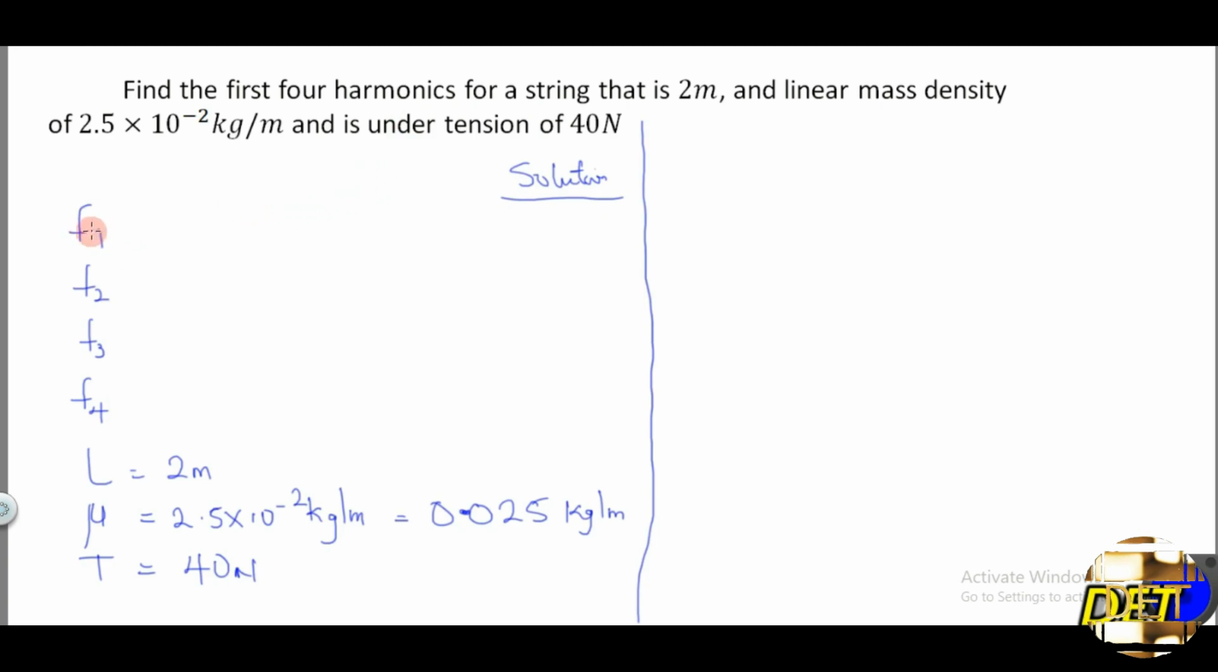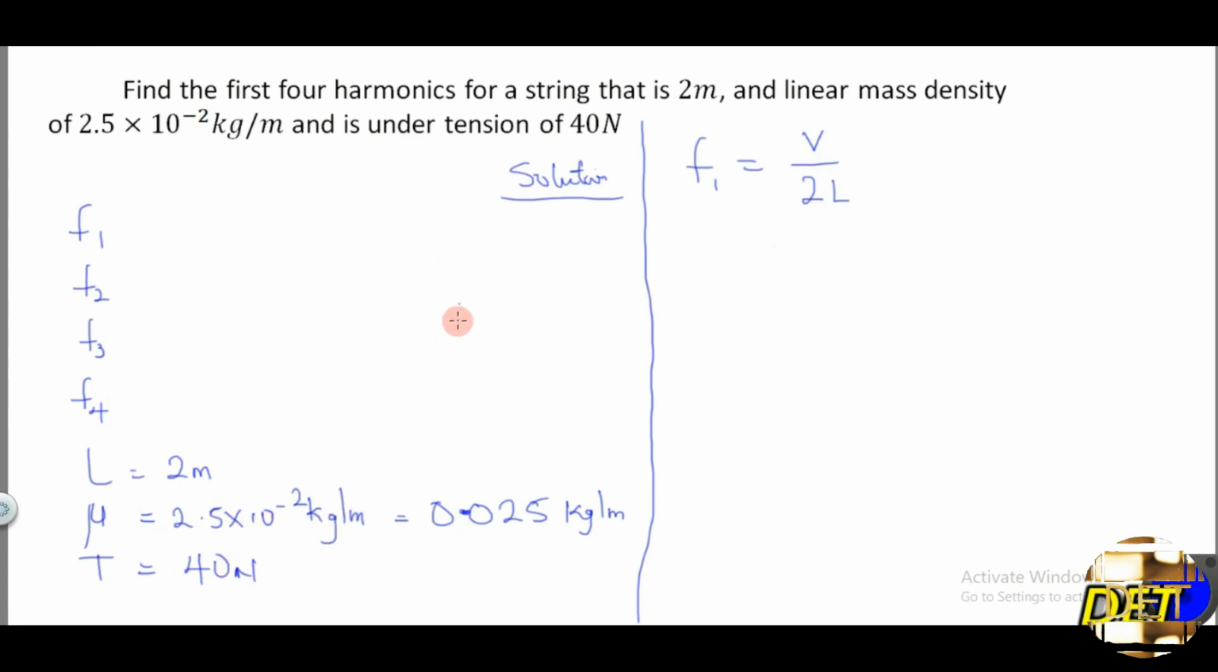So the first harmonic, which is your fundamental frequency for a vibrating string, is equal to what? Is equal to V over 2L. This is the formula for calculating the fundamental frequency of a vibrating string, right? F1 is equal to V over 2L. So we were not given velocity here, but we can look for the velocity, right?